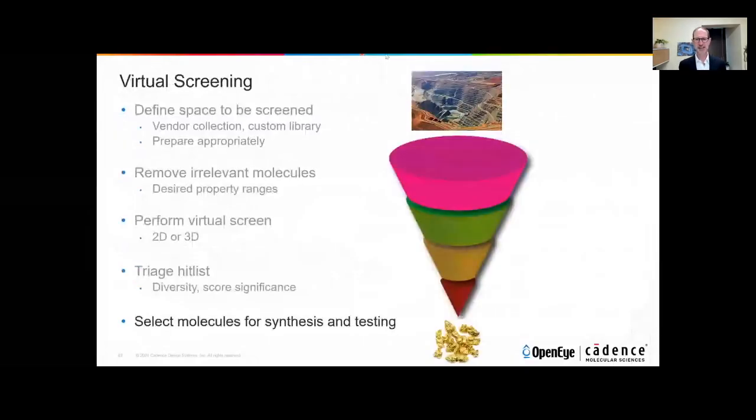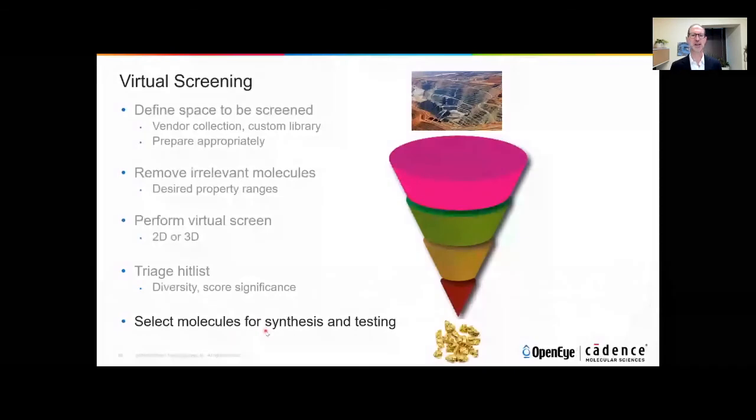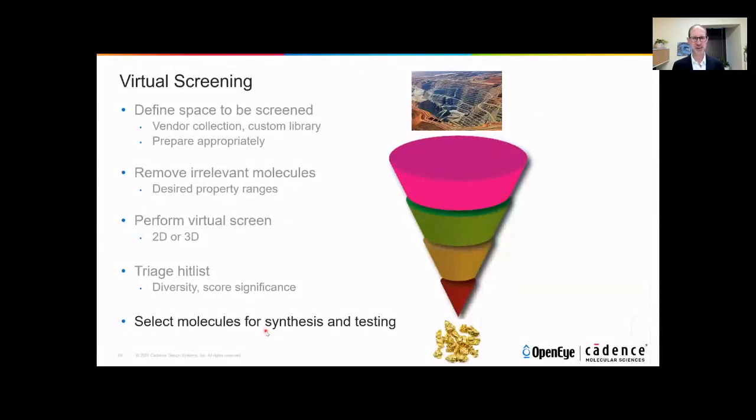The last stage on our journey from the mine to the gold is actually selecting the molecules that you're really going to test, synthesize, and purchase. That's the bit that separates good virtual screening from great. That's the part where the human expertise comes in, and that's the part, unfortunately, computation has limited help with. So this is the bit that really requires expertise and care from the user. With that, we've come to the end of the journey. We're at the end of the funnel. We've got the gold in our hands.